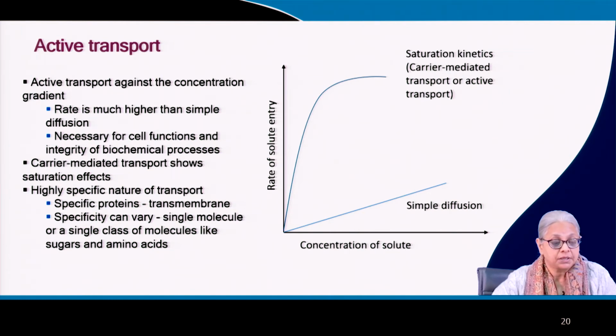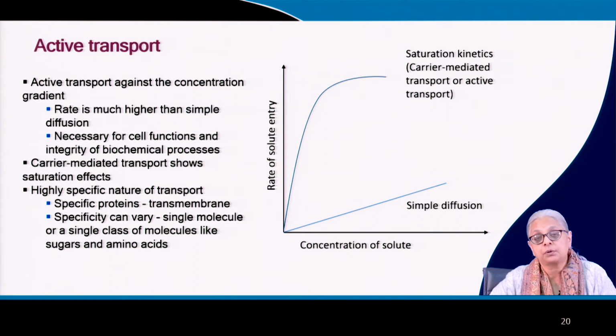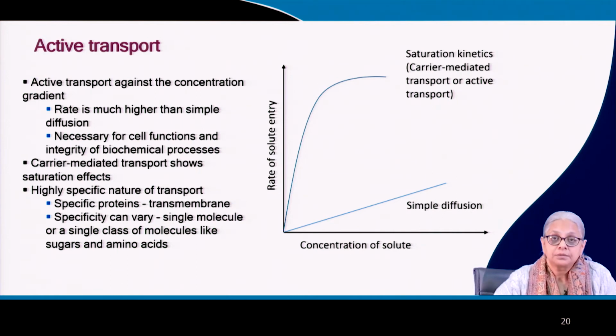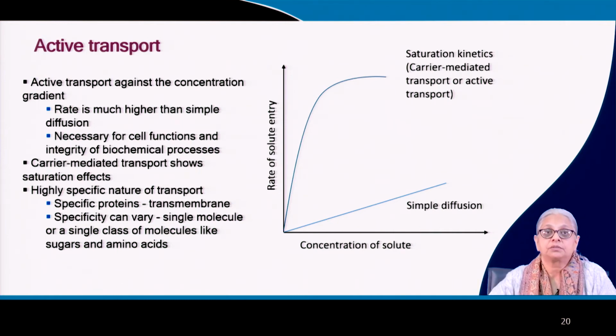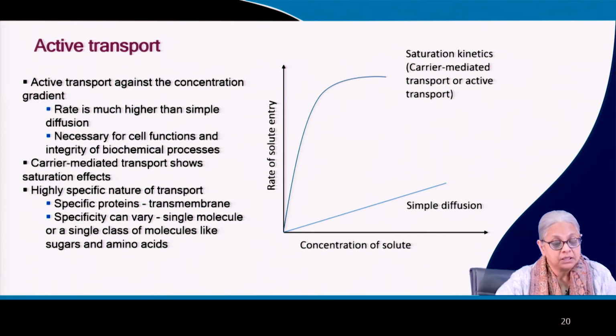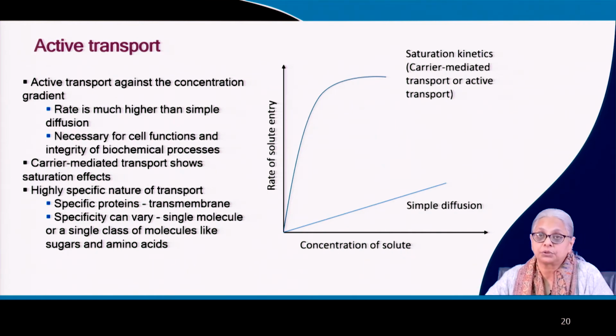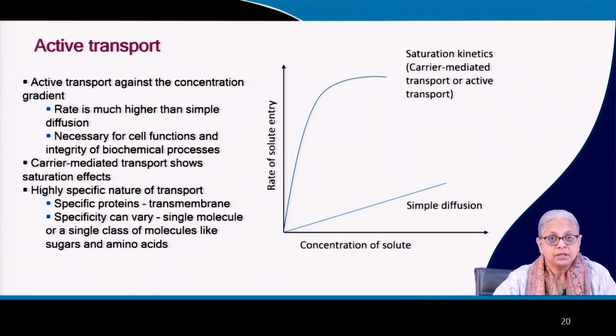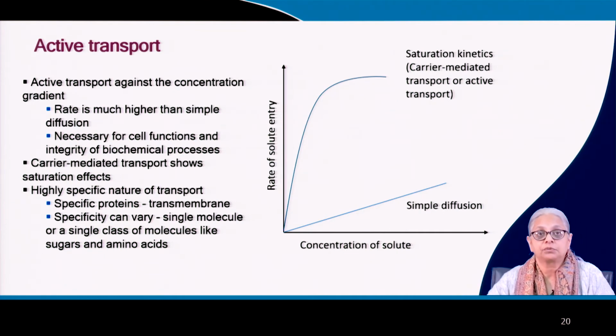The rate is much higher than simple diffusion in the case of active transport, and it is necessary. You will find in all subsequent examples that cell functions and the integrity of most biochemical processes are basically based on active transport. Carrier mediated transport shows saturation effects. And then you have the highly specific nature of the transport. You have specific proteins. These may be transmembrane proteins.